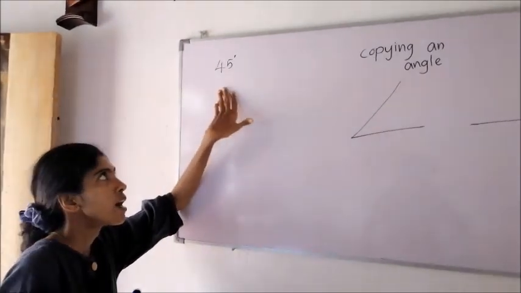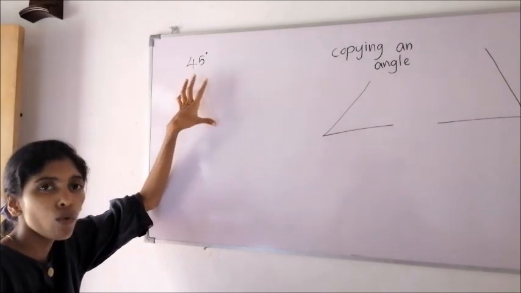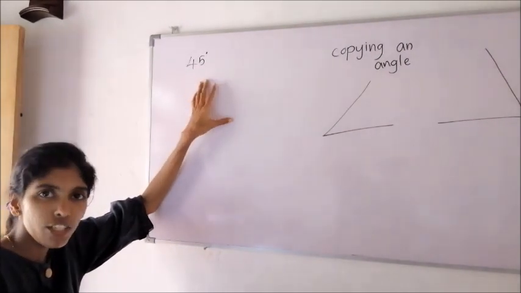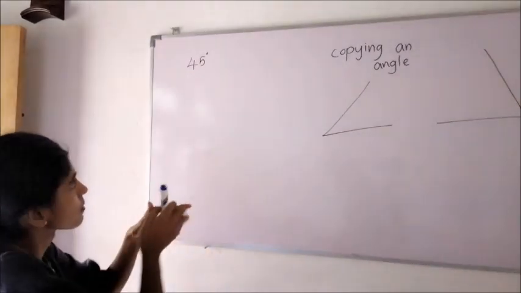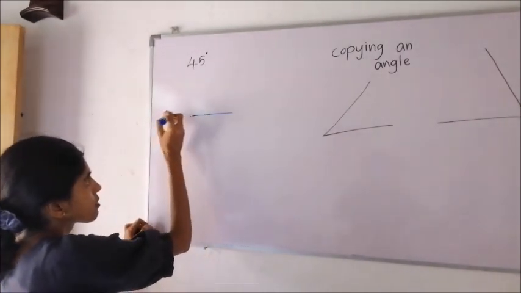Now children, we are going to construct a 45 degree angle. You know that half of 90 degrees is 45 degrees. That means we want to bisect a 90 degree angle. Firstly, you need to construct a 90 degree angle.